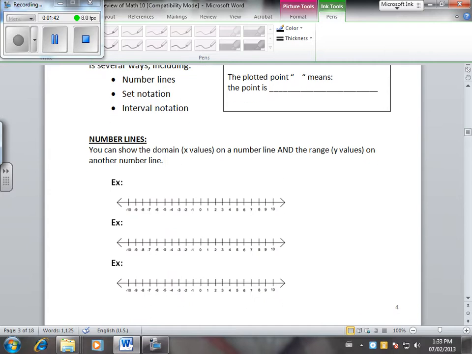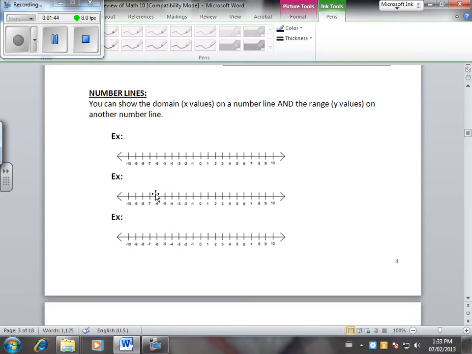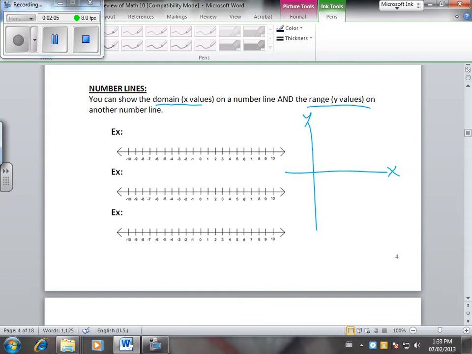And then we worked with number lines. And so remember, anytime you do domain or range, they each need their own number line, because when you're working in 2 axes, so y and x, you cannot put them both on the same number line because they are in different planes. So you would do a number line for your x and a number line for your y.